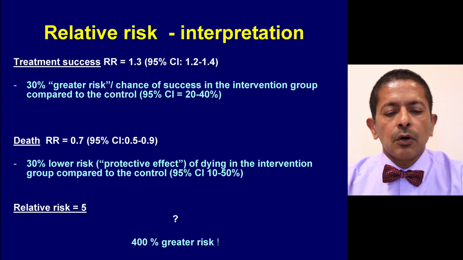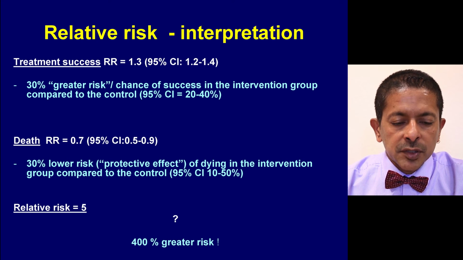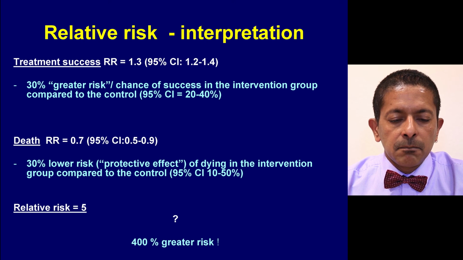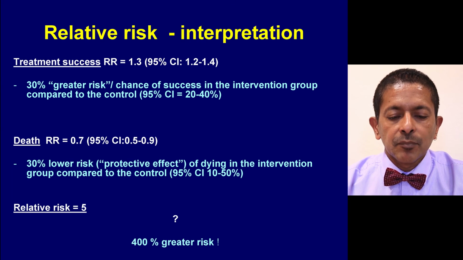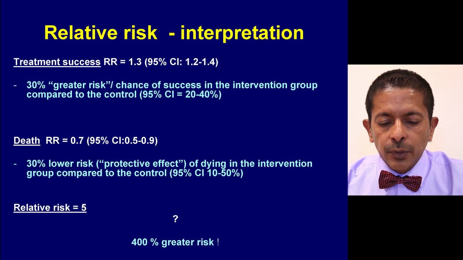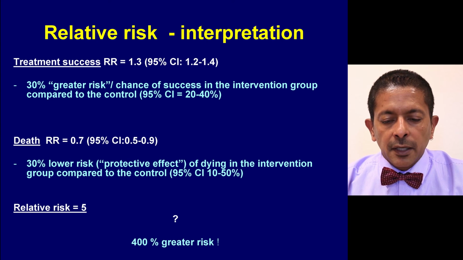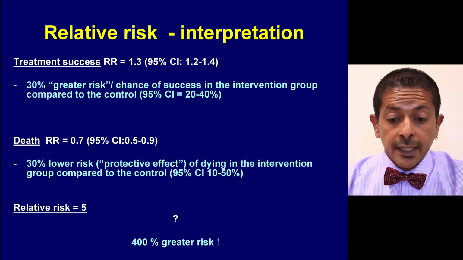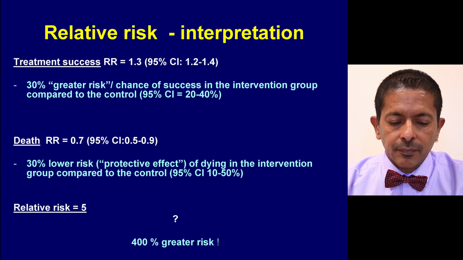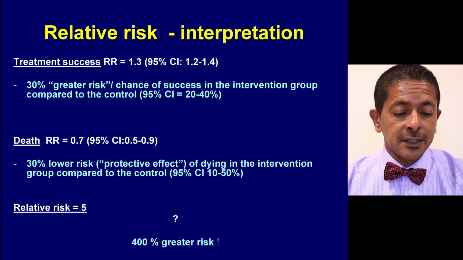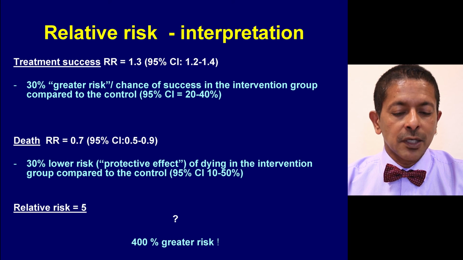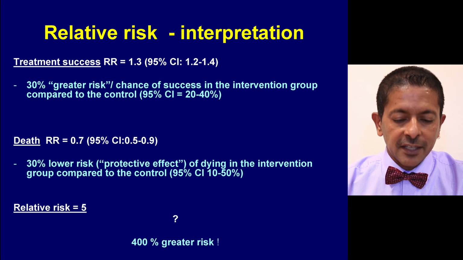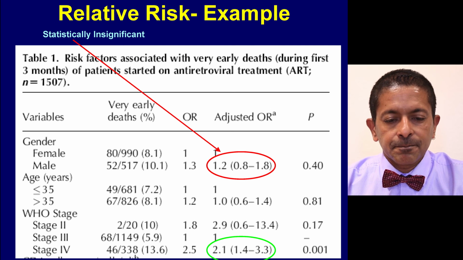A relative risk of death of 0.7 means a 30% lower risk or protective effect of dying in the intervention group compared to the control, and we're 95% confident that the true value would lie anywhere between 10 and 50%. Can you tell me what a relative risk of 5 means? Well, it means 400% greater risk, or a 5 times greater risk.